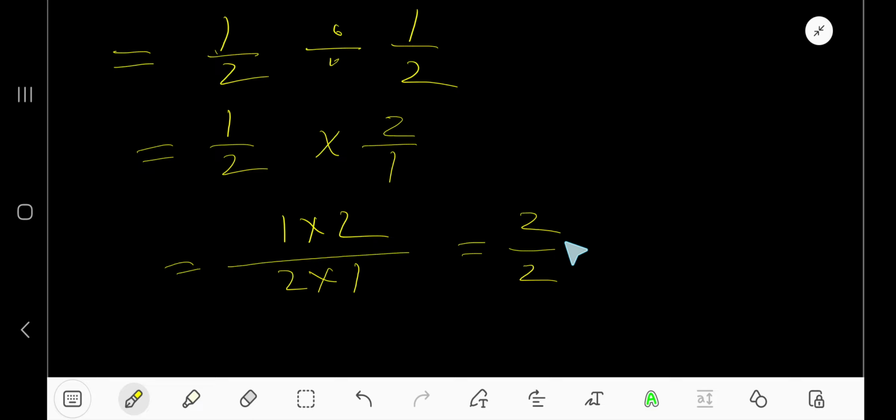You need to reduce this fraction. To reduce this fraction, just divide numerator and denominator by a common factor. The common factor of these two numbers is 2, so divide this 2 by 2, this 2 by 2, so you are getting 1/1. 1/1 means 1. That is, your answer is 1. Actually, if you divide a fraction by the same fraction, you will get 1 as the answer.